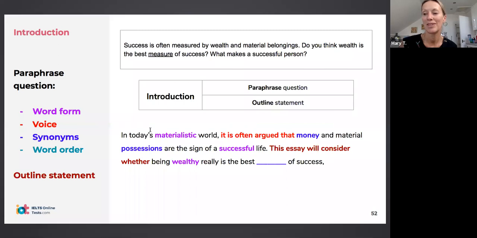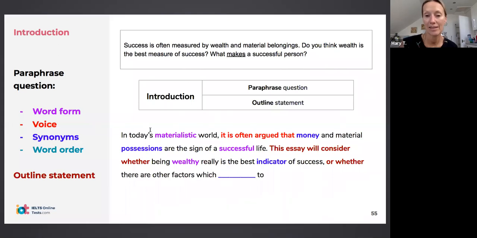Okay, you're all sort of close. Indicator. Indicator of success. Okay, so that's probably the most similar word to measure. Okay, and then you use whether again. So, or whether.